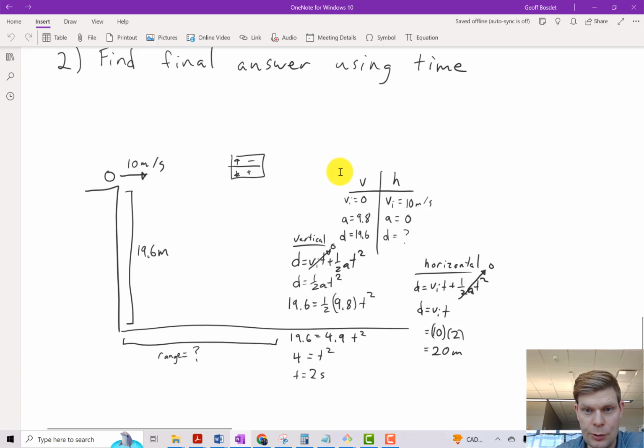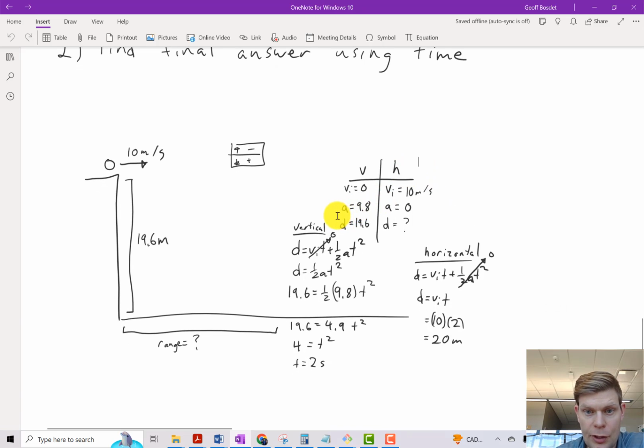So the first thing we're going to do is create a table like this. Vertically, our VI is always 0, and our acceleration is always 9.8. Horizontally, our acceleration is always 0. So we can fill these in right away. We know our horizontal velocity, which isn't going to change. It'll stay constant because no side acceleration. And we know our vertical displacement. So the one thing we know the most about is our vertical information.